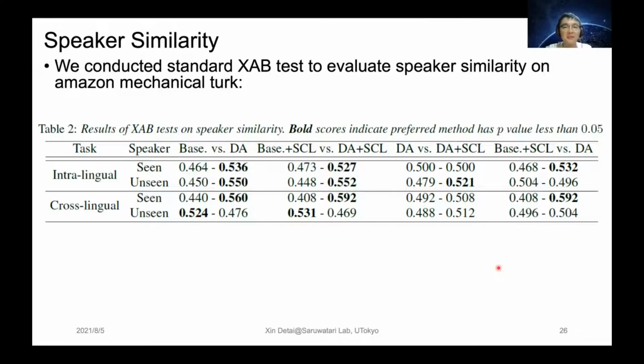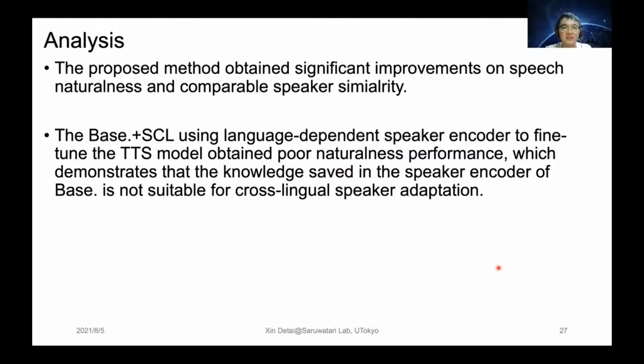We also conducted an XAB test to evaluate speaker similarity. In most of the cases, our proposed method obtained better performance. For the cross-lingual unseen task, the proposed method has comparable performance to the baseline method. We assume that this problem is due to the small amount of data used in the speaker verification model. Actually, a typical speaker verification model will use thousands of speakers, but in our experiments, we only used 200 speakers.